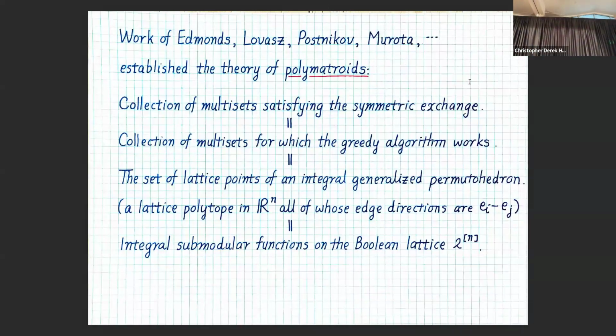So I'm not going to go into this, but if you drop the requirement that your log concave polynomials are scale free, then you have to deal with polymatroids instead of matroids. And this is its own beautiful story introduced by Edmonds, Lovász, Postnikov, and many other people. You simply replace sets, collections of sets, by collections of multi-sets, and everything works as you would imagine.